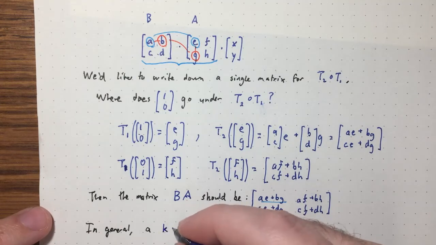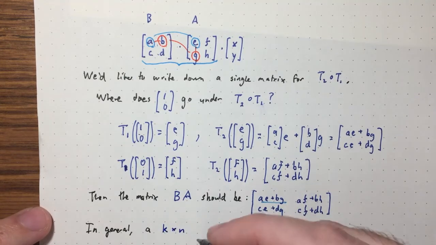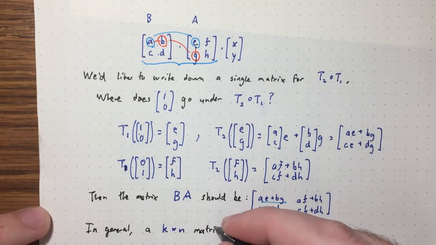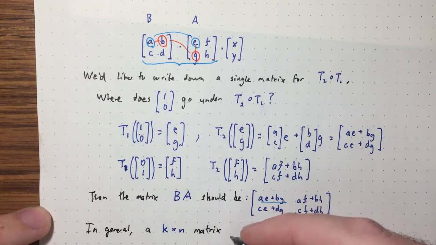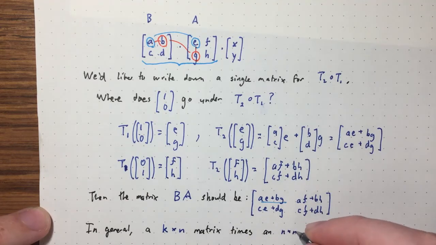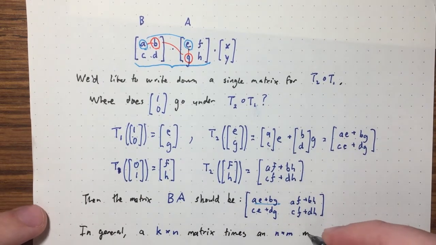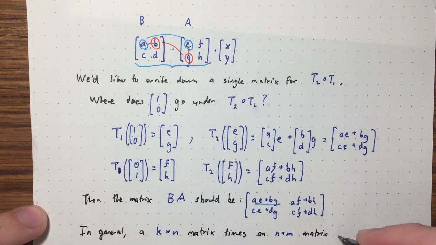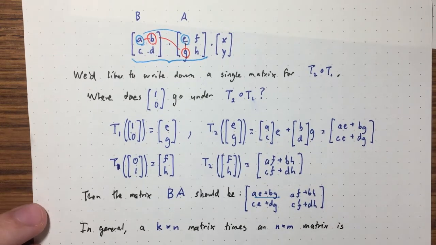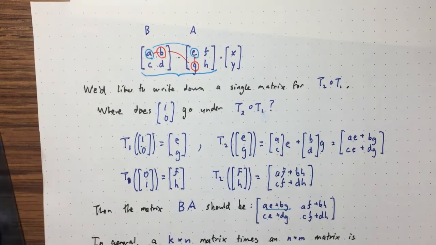Okay, so a k by n matrix. I need 3 letters. Times an n by m matrix is, well, what is it?